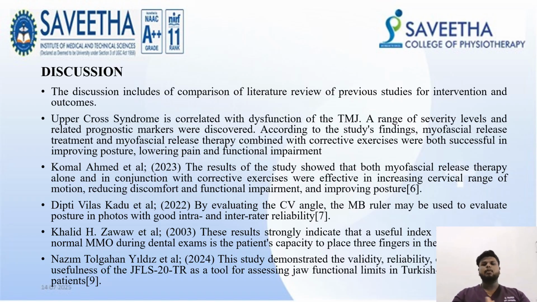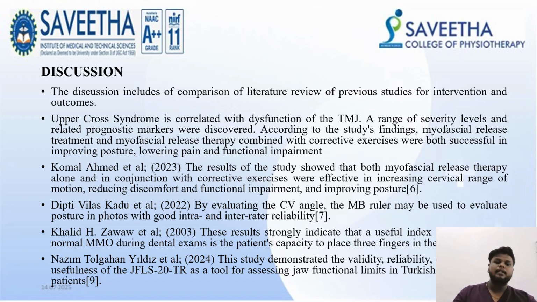Next, the discussion: comparison with the literature of previous studies for intervention and outcome. Upper cross syndrome is correlated with dysfunction of the TMJ. According to the study findings, myofascial therapy combined with corrective exercise was successful in improving posture, pain, and functional outcome. In Komal Agmat 2023, the study showed that myofascial therapies along with corrective exercise increased cervical range of motion, reduced discomfort and functional impairment, and improved posture.